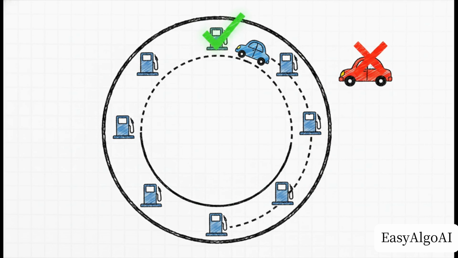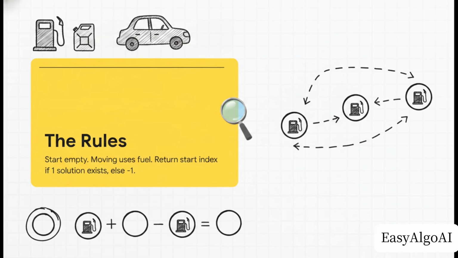We just need to determine the exact index of the gas station we absolutely must start at to make one complete, full loop around the circuit without the car running out of gas. And, hey, if it's impossible, we just return -1. But before we put the key in the ignition, we have to establish the ground rules.